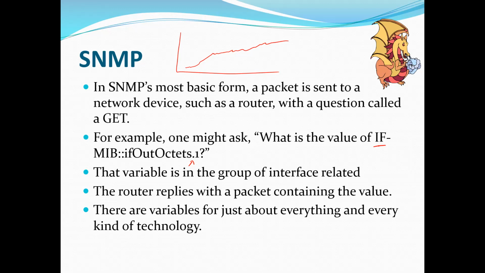Once the packet is received by the router, it replies with a packet containing the value. And it's that simple. There are variables for just about every kind of technology, and that's where the MIBs come in, because you can always generate more MIBs, and as long as they follow the appropriate structure, then you can query those devices. The protocol needs to be set, and then that's it.